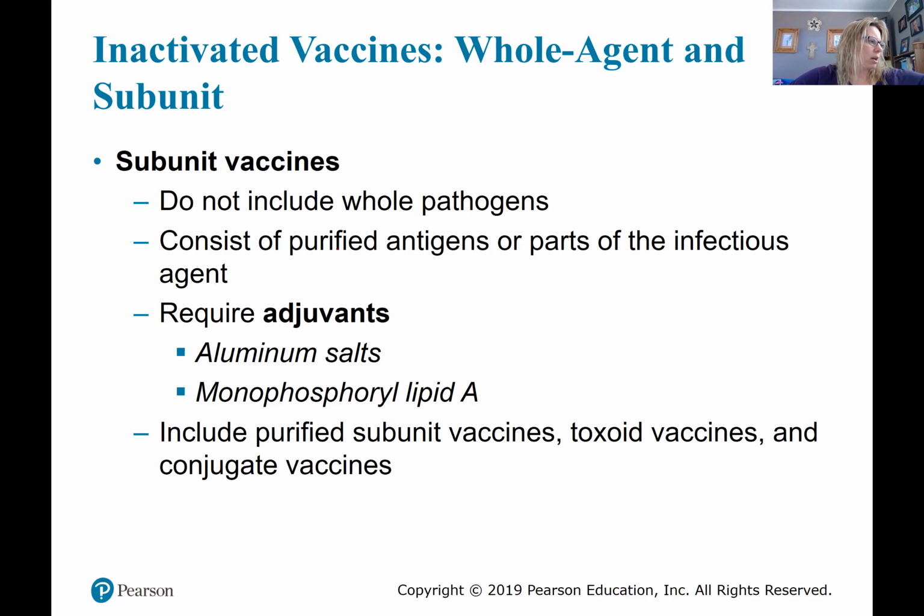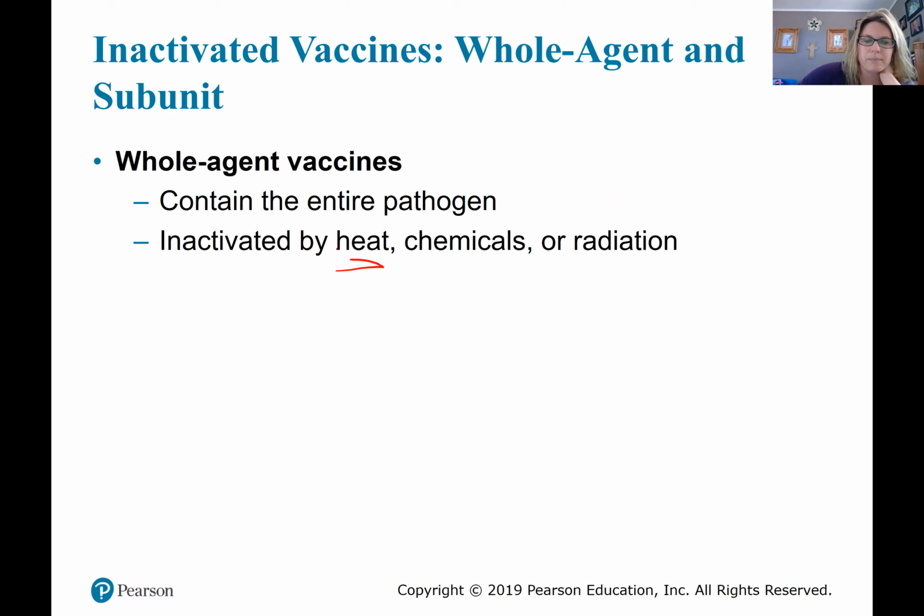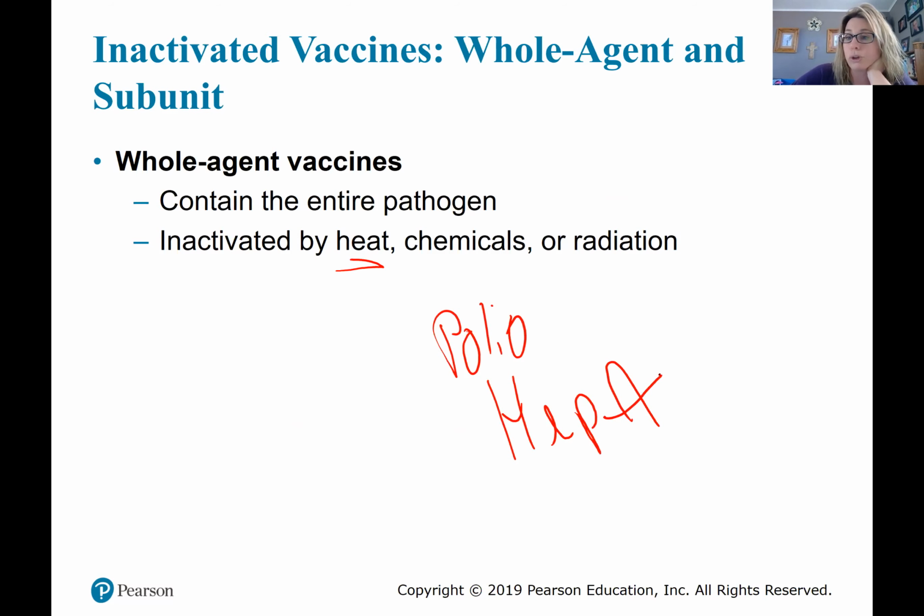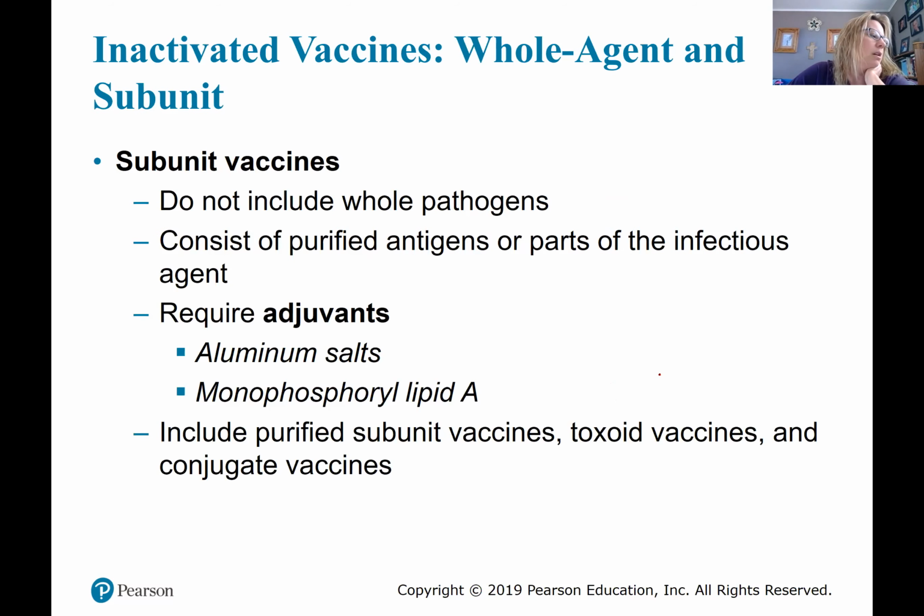Subunit vaccines are just, whoops, let me back up. These are going to be things like the polio vaccine given in the US and hepatitis A vaccines are whole unit vaccines. The whole virus is put into the vaccine. Subunit vaccines are just a piece of the antigen or a part of the pathogen. These are going to require what are called adjuvants. And the adjuvants, if you want to jot that down, is usually what people freak out about that's found in vaccines.